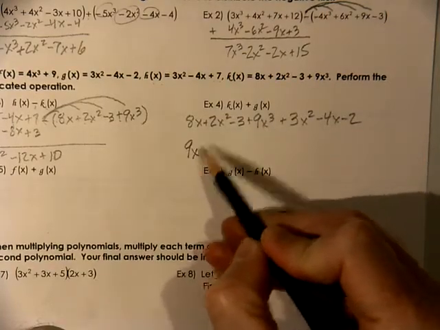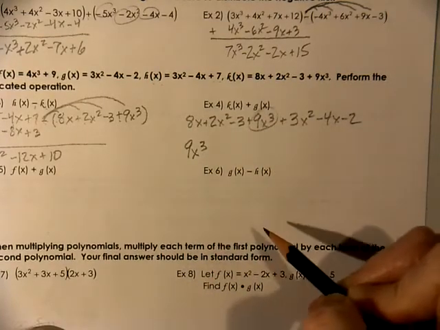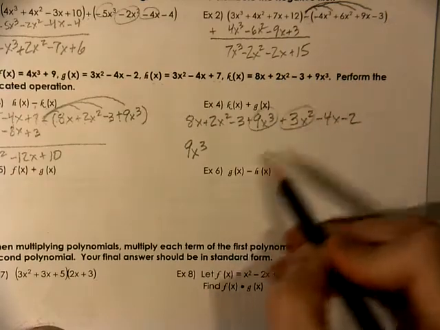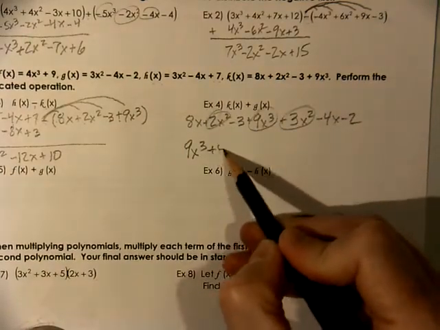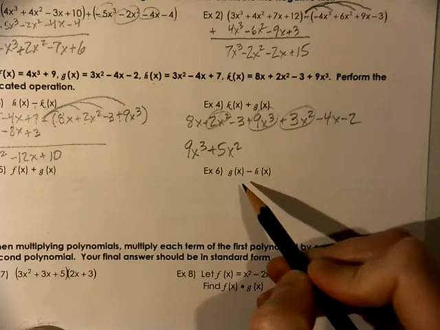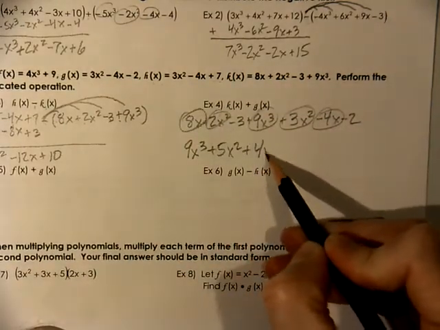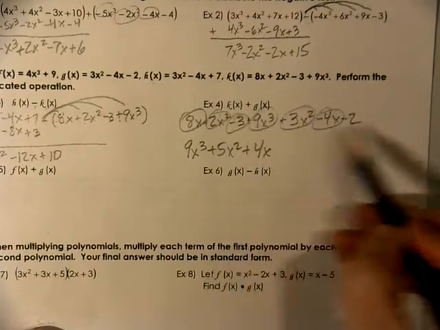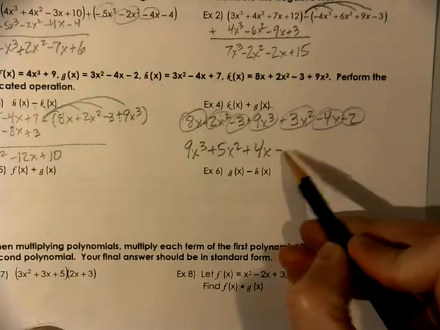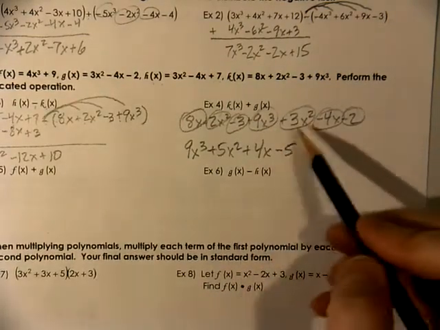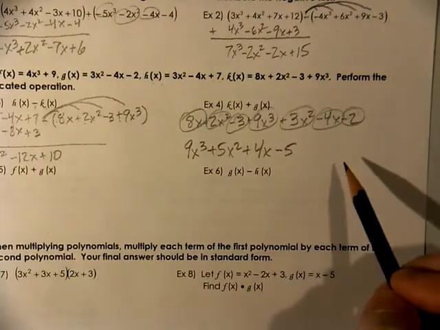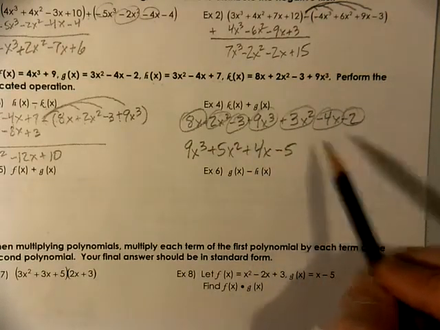We have a 9x cubed, so we've used that one. We have a 3 and a 2, so we have 5x squared. Negative 4 and positive 8 gives us a positive 4x. A negative 3 and a negative 2 gives us negative 5. So we're just grouping like terms together. Parentheses are not necessary.